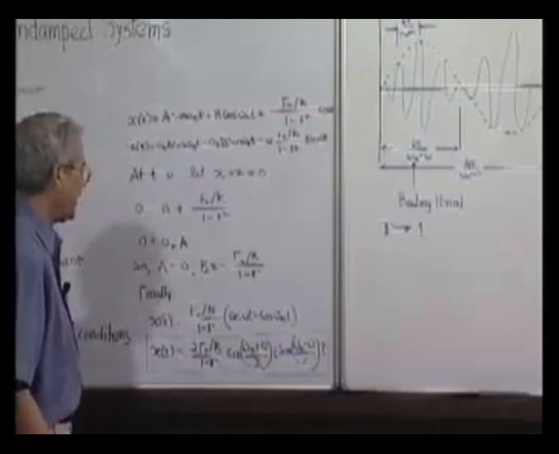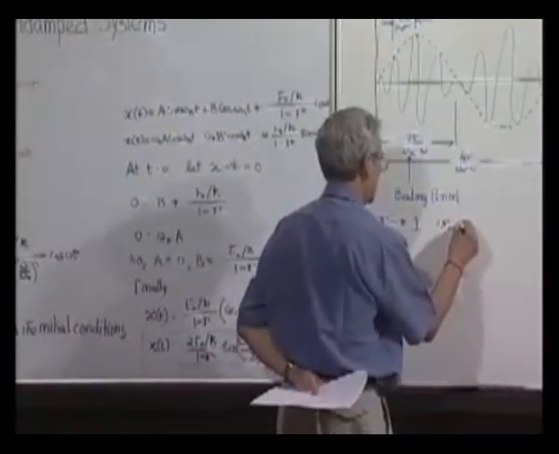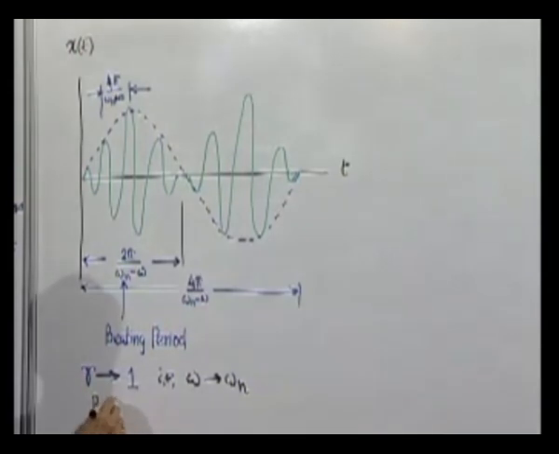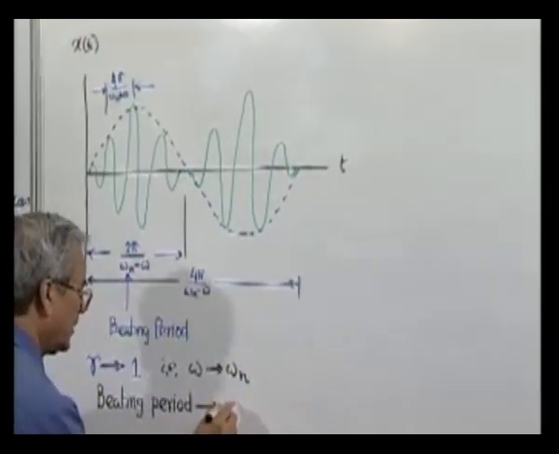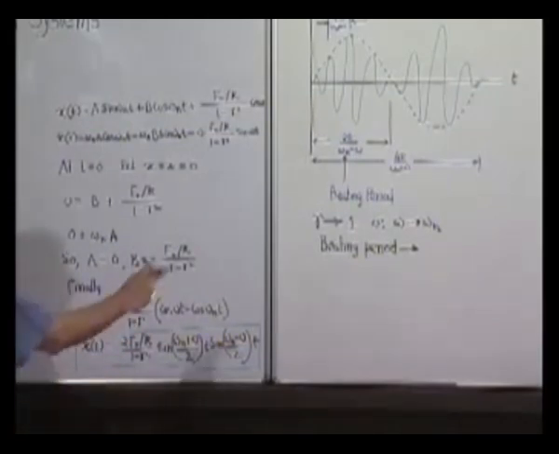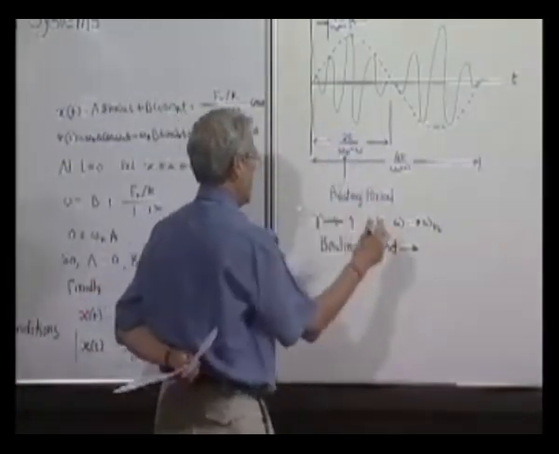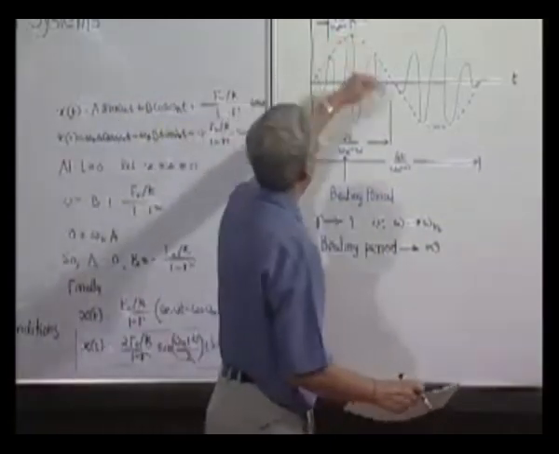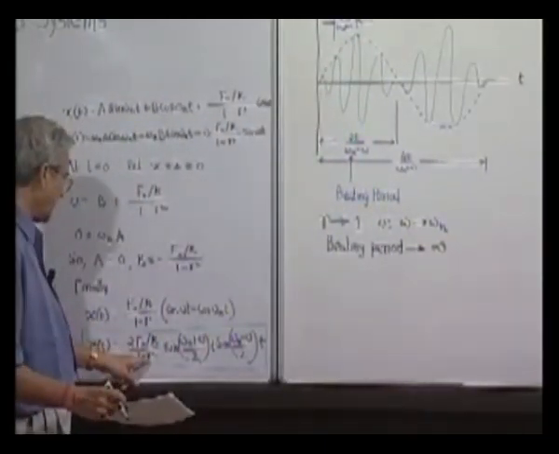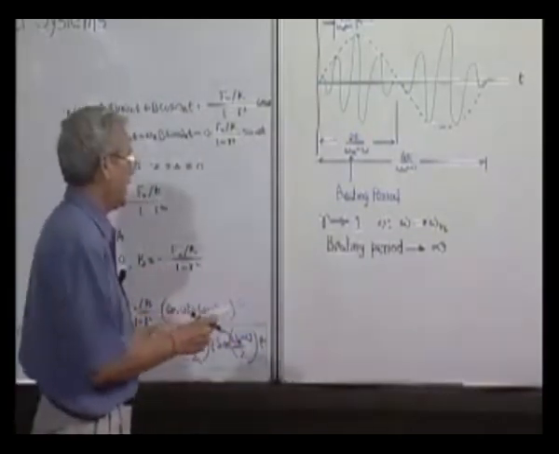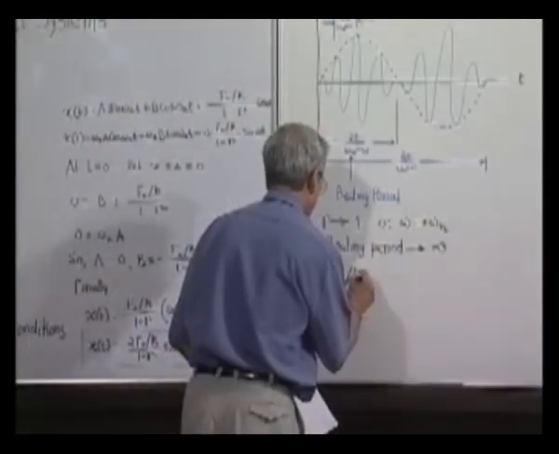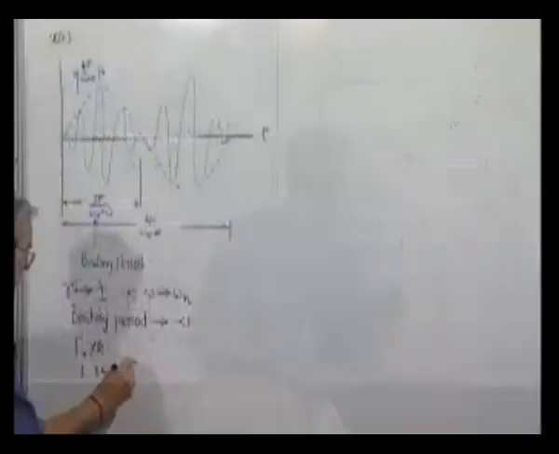So when omega approaches omega n, the beat frequency approaches zero. Since the beat period is 2 pi by this, the beating period will approach infinity. Another thing we find is that the amplitude, the maximum value to which it fluctuates, depends on this quantity. And here when r is approaching 1, this is gradually exploding, and the amplitude, which depends on this, also approaches infinity.